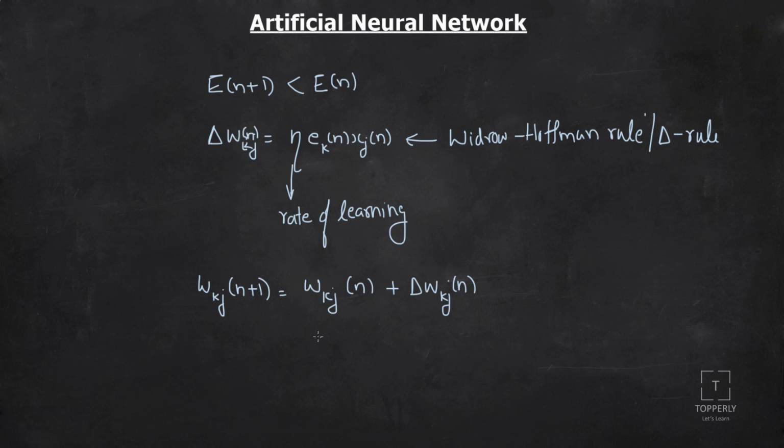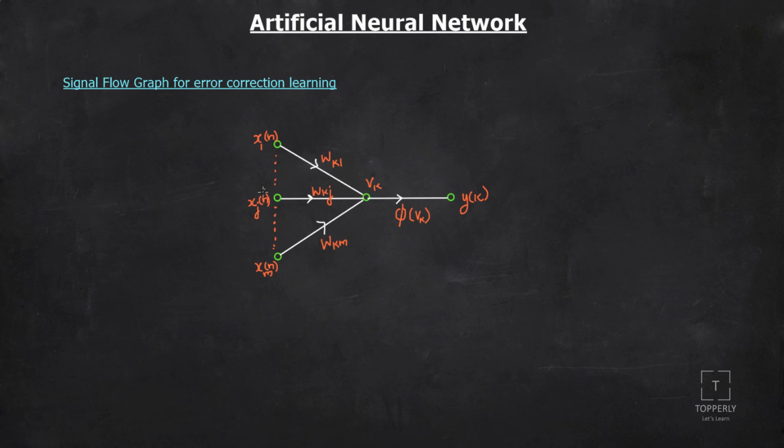Now, with what we have learned till now, we will try to draw the signal flow graph of error correction learning. As you all know, this is the signal flow graph for a model of a neuron. For simplicity, I will consider only one of the inputs, xj(n), and I will delete all other inputs.